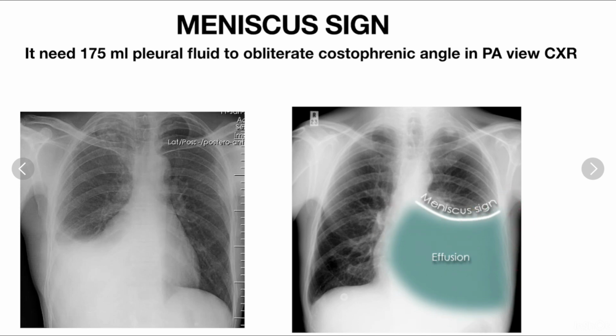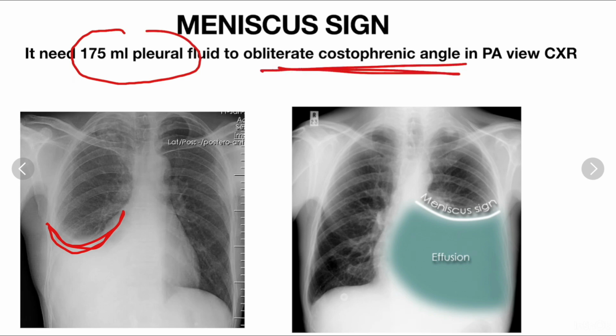fluid, and it needs 175 ml of pleural fluid to obliterate the costophrenic angle. This is the costophrenic angle we can see on the left side, but on the right side it is obliterated, and the meniscus sign is visible. This is a right-sided pleural effusion, and it requires 175 ml to obliterate the costophrenic angle in a PA view chest X-ray.